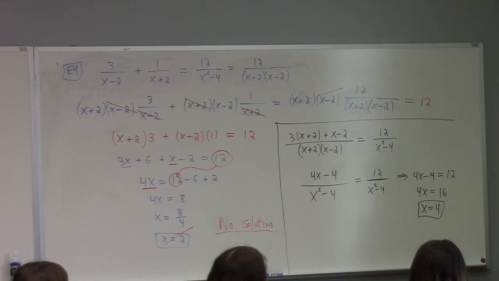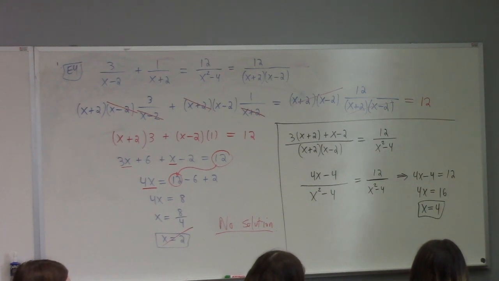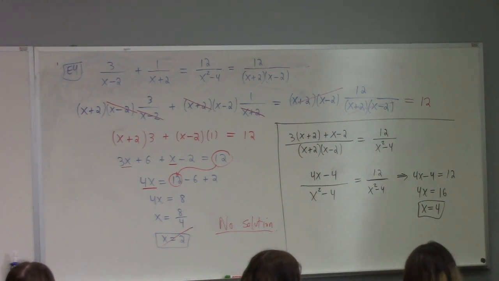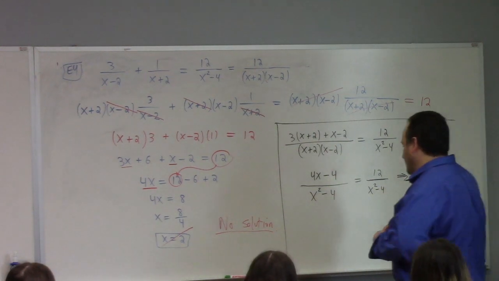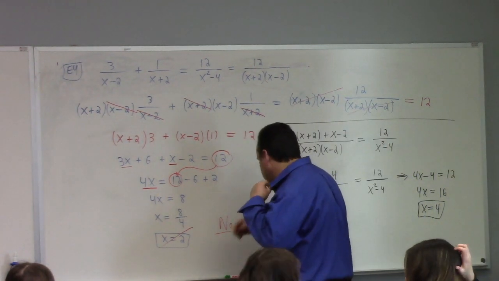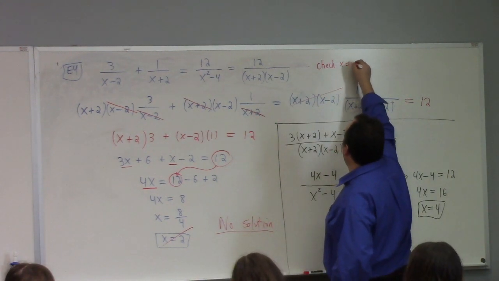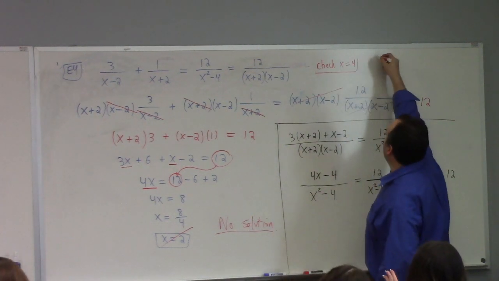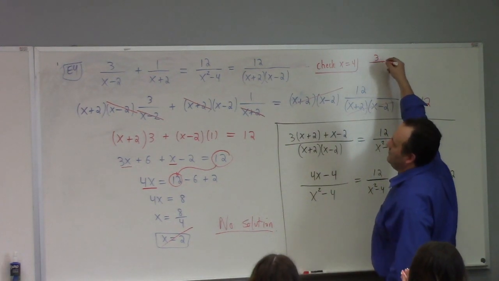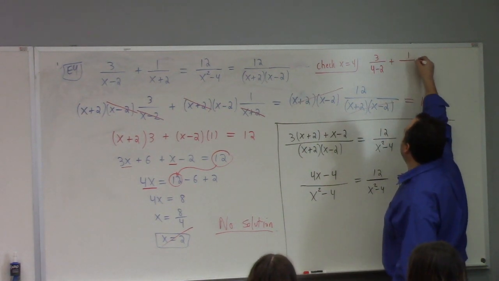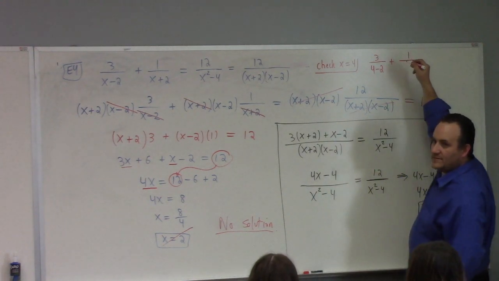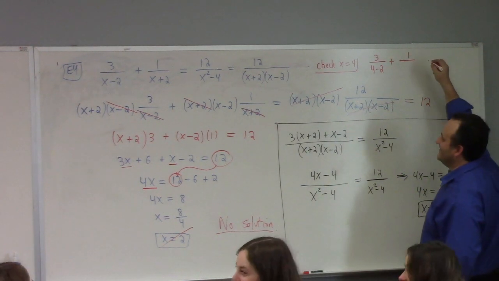Does 4 work? Hey guys, is 4 a solution? No? Did you check? How do we check if I'm right or not about the 4, assuming I haven't made some stupid mistake? Let's check it, right? So we've got 3 over 4 minus 2 plus 1. The answer is no solution. I photomathed it.